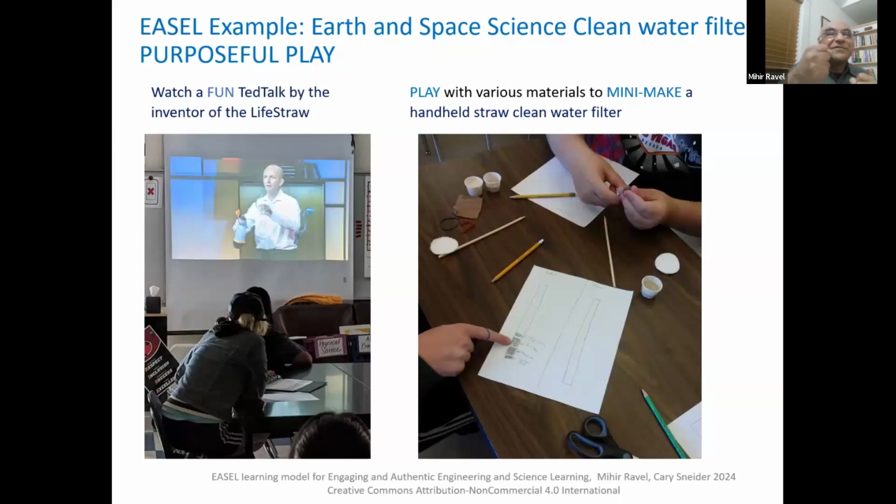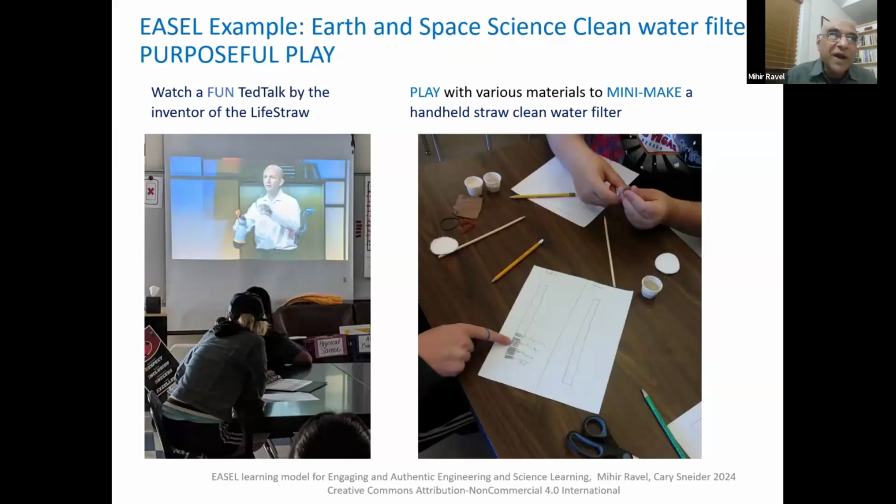And then he takes some sample of the water and passes it through the LifeStraw bottle and proceeds to drink from it, and it's just fun, 5-6 minutes. It shows the purpose. It's playful. It's a video that can be an easy on-ramp.